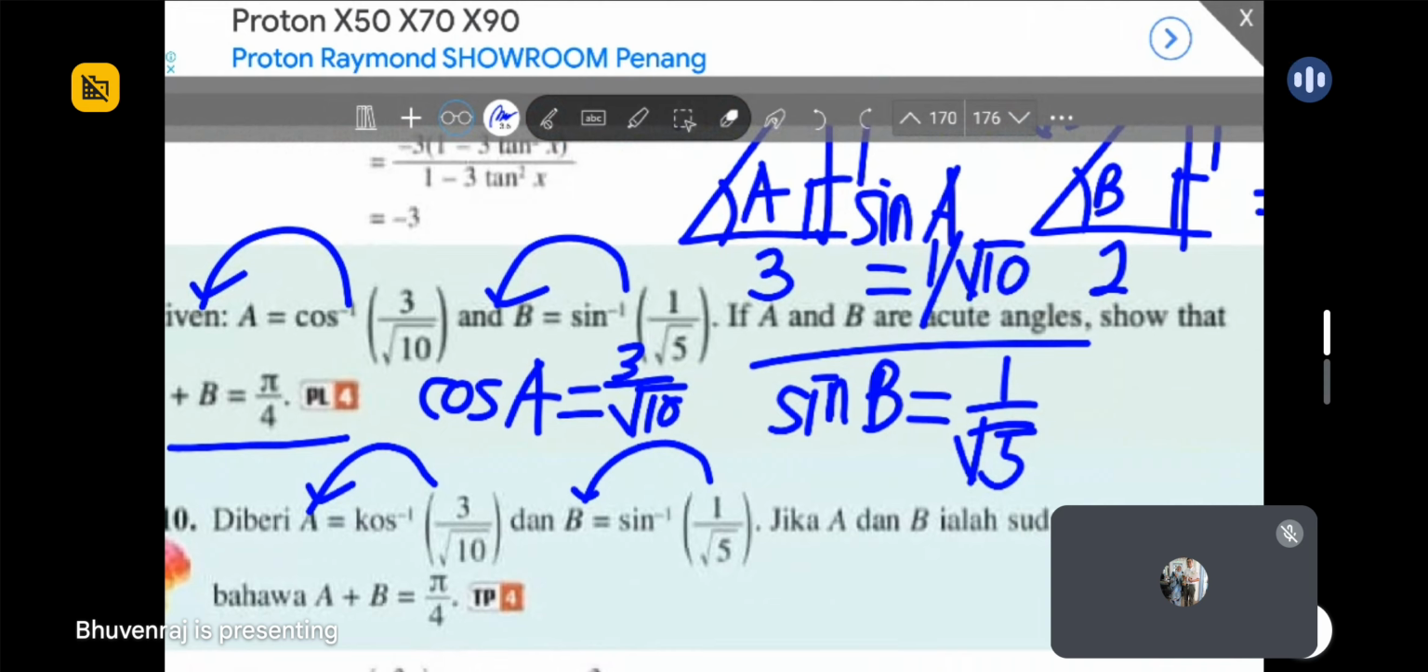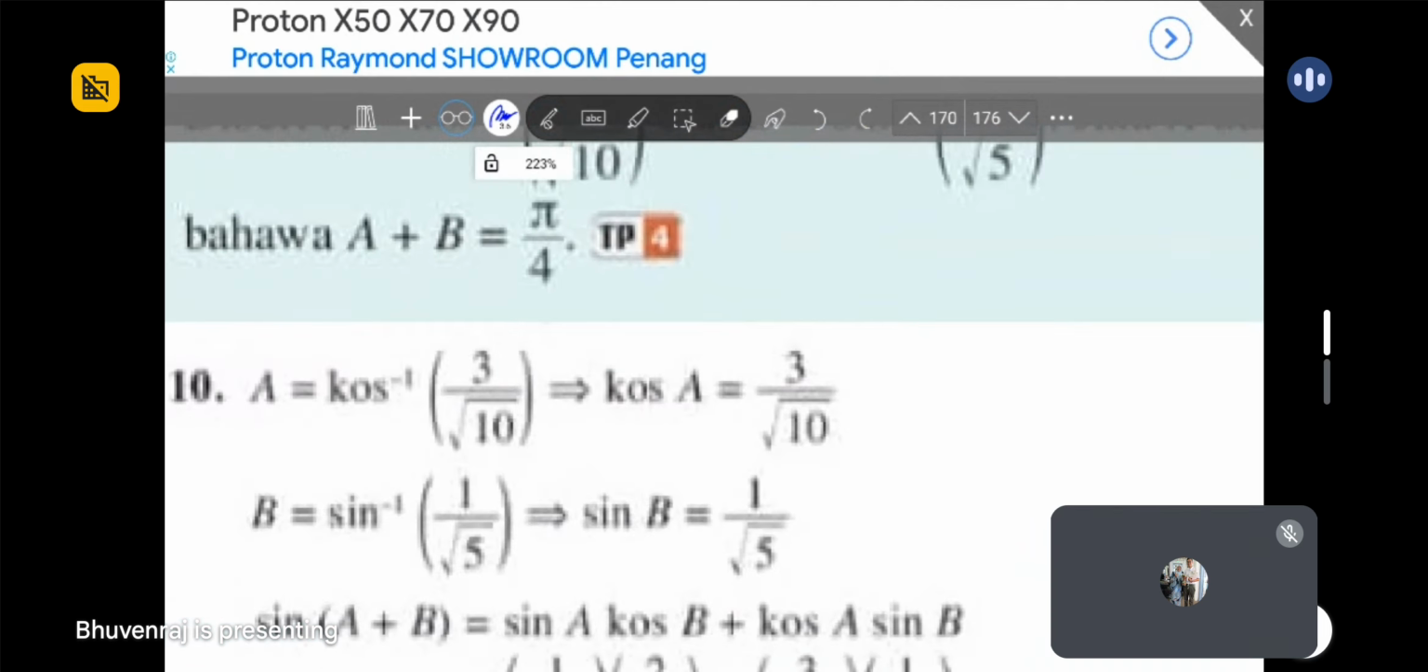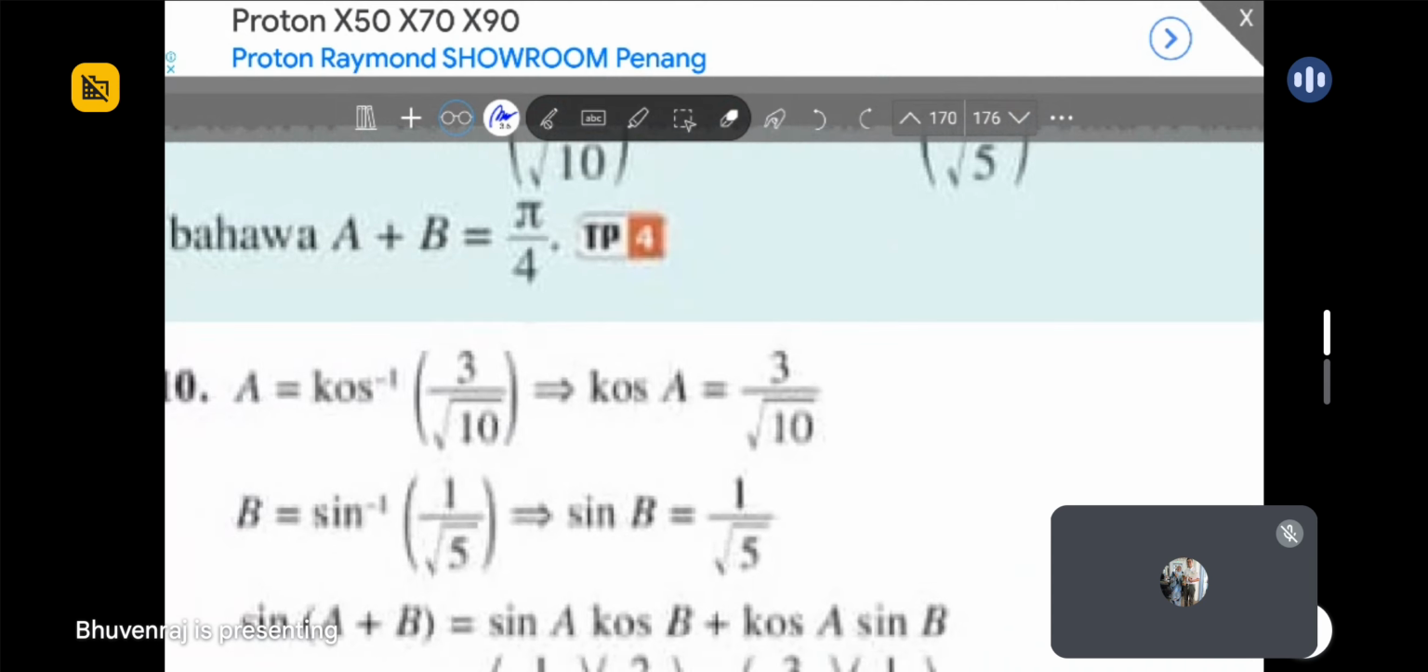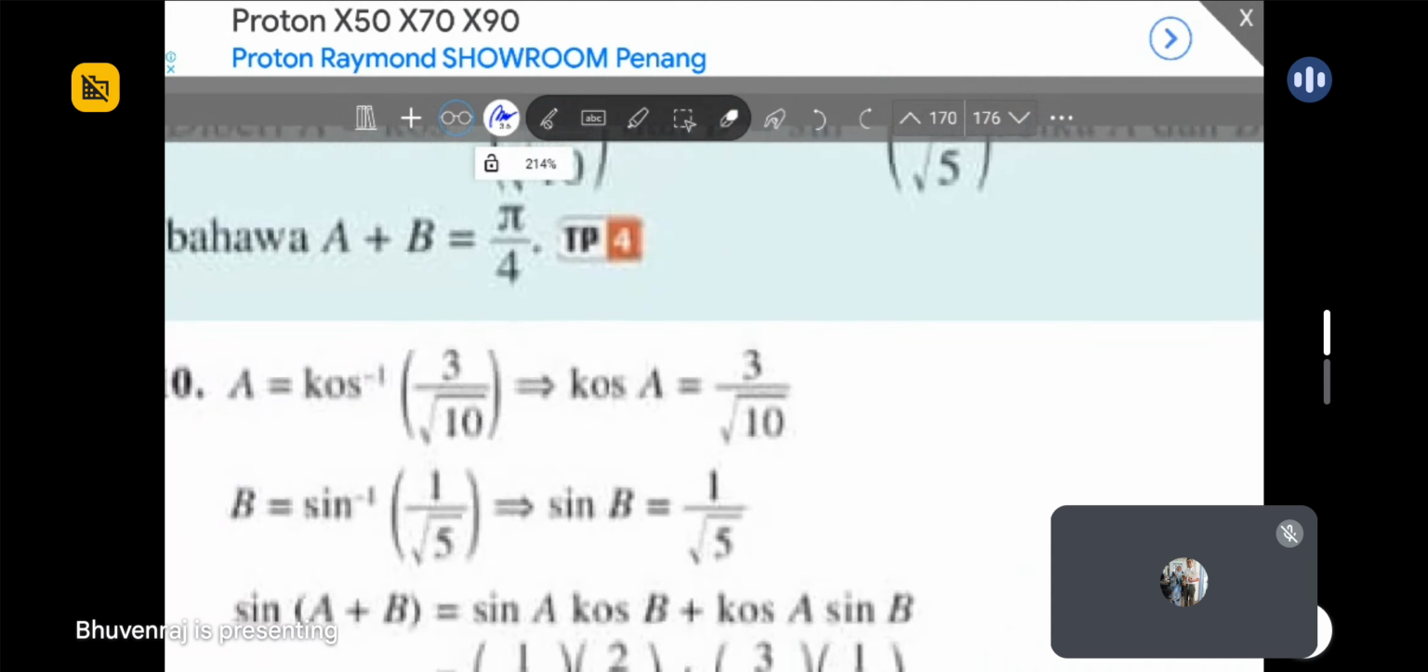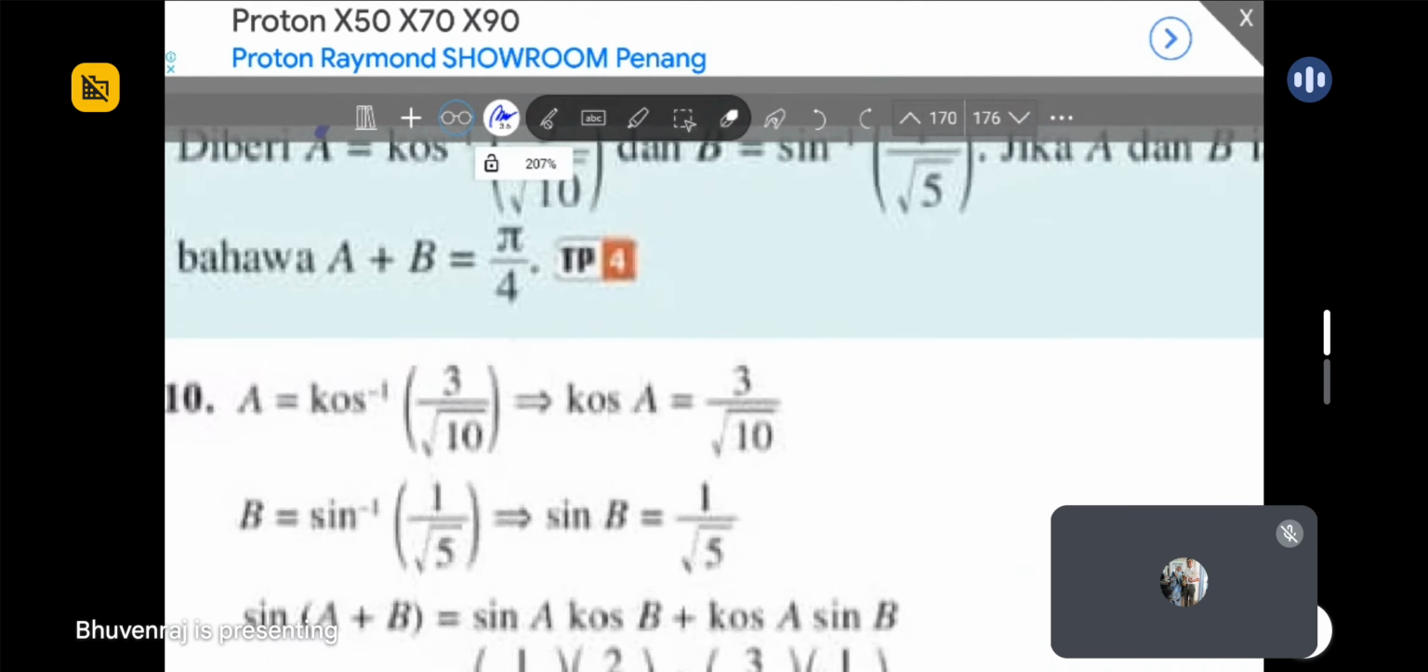Macam mana kamu nak tunjuk ni? So you must actually use the addition formula lah. Kamu kena guna rumus penambahan, guys. So over here, I'm going to use the sine addition formula. Okay, can I use cos?